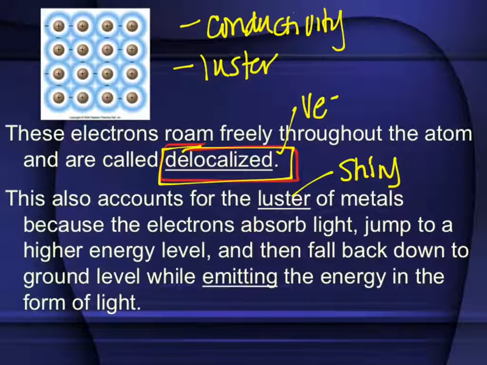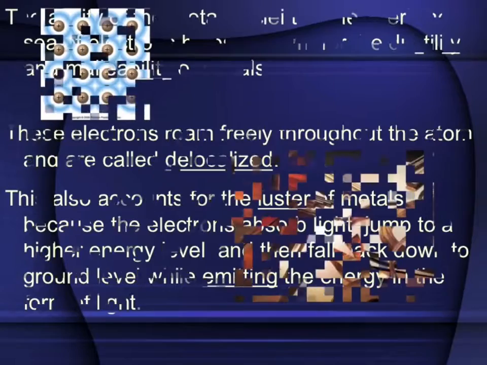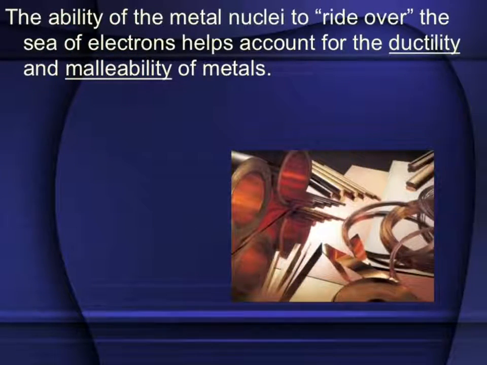Questions on that? You guys need a second before I move to the next slide? Here we go. And lastly, the ability of the metal nuclei, those positives, is that they ride over the sea of electrons. And what happens is we are able to have ductile metals. What does ductility mean?